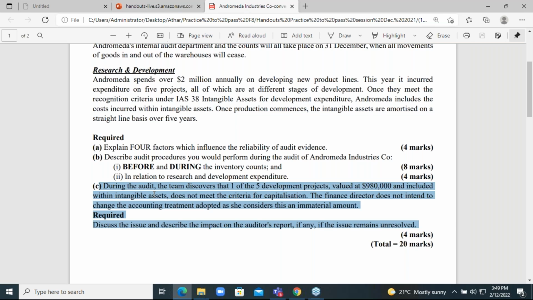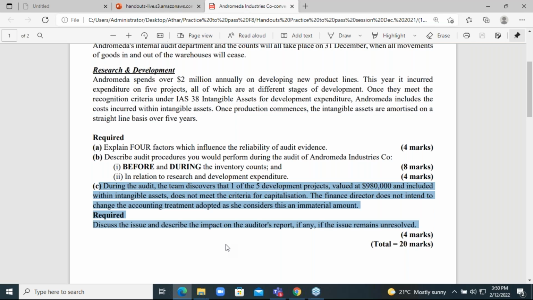The finance director does not intend to change the accounting treatment adopted, as she considers this an immaterial amount. Discuss the issue and describe the impact on auditor's report, if any, if the issue remains unresolved. So it is important to understand that a normal audit procedures question may have a last part from audit report. So a 4 marks, 5 marks portion could be examined from this area.